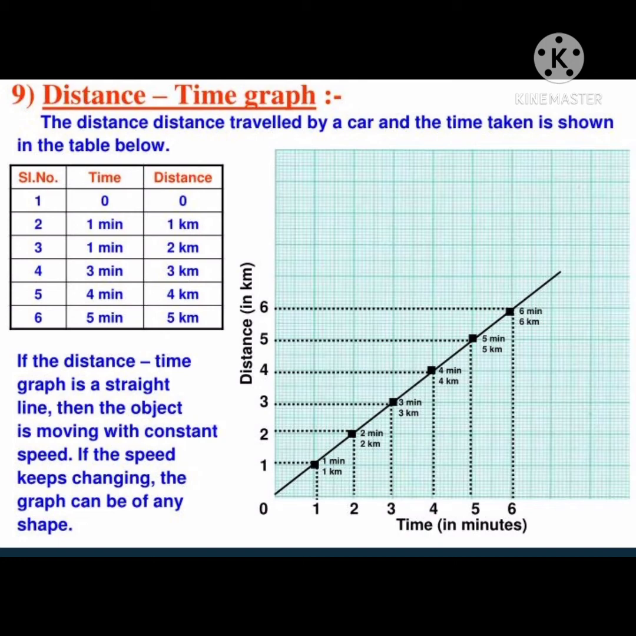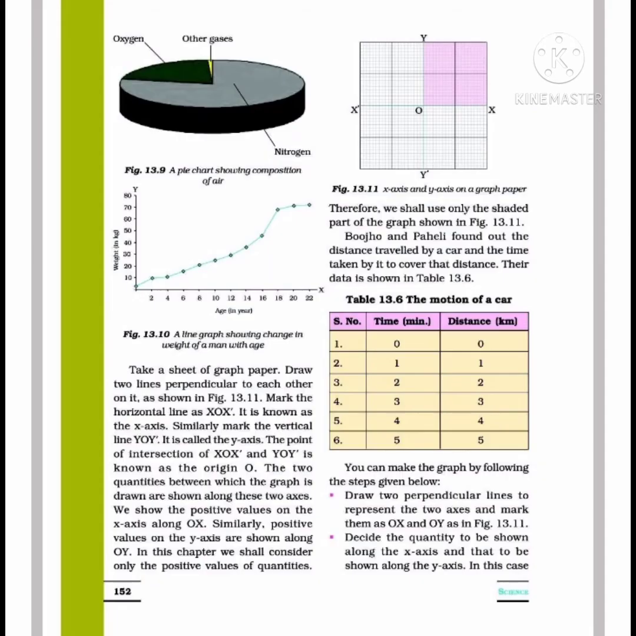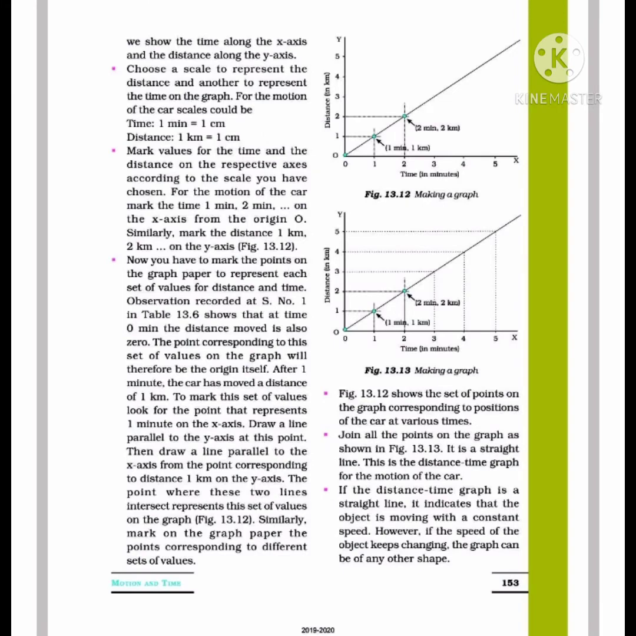Bar graph you can see on page number 151, figure 13.8. Another one is a pie chart. Pie chart we studied in the same year, that is the composition of air. Composition of air consists of oxygen, then other gases, carbon dioxide, nitrogen, etc. Another one is a line graph. Line graph you can see in 13.10, showing the change of weight of a man with age. For showing this line graph, we take two axes. One axis is the age and the other axis is the weight. Like this we can prepare the distance time graph.